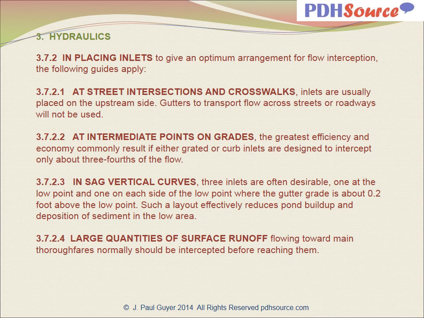In sag vertical curves, 3 inlets are often desirable, one at the low point and one on each side of the low point where the gutter grade is about 0.2 feet above the low point. Such a layout effectively reduces pond buildup and deposition of sediment in the low area. Large quantities of surface runoff flowing toward main thoroughfares normally should be intercepted before reaching them.